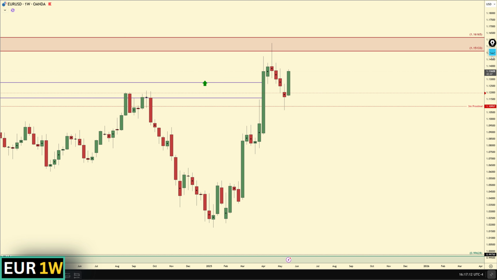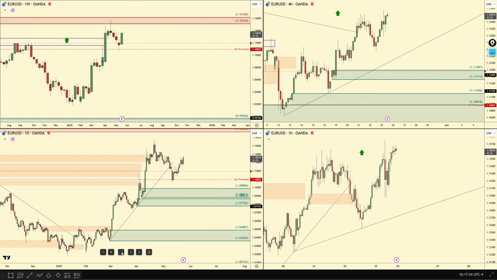For the Euro US dollar, we had the weekly supply come in control up here. Looks like we've based out and we are continuing to go up. So this weekly supply, not really giving it too much weight. Obviously, it's just the opposite of the DXY.